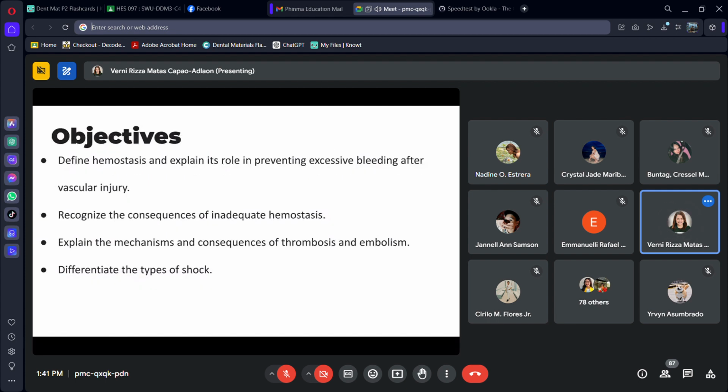This time we are going to meet the following objectives for this afternoon. We will define hemostasis and explain its role in preventing excessive bleeding after a vascular injury, and then recognize the consequences of inadequate hemostasis, explain the mechanisms and consequences of thrombosis and embolism, and then define the different types of shock.